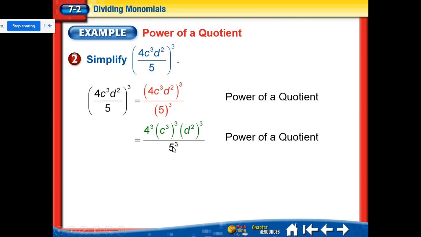And then we're going to have to just simplify these numbers. So 4 to the third is 64. 3 and 3 is 9. 2 and 3 is 6. And 5 to the third is 125. If we could reduce that, we would, but we can't.